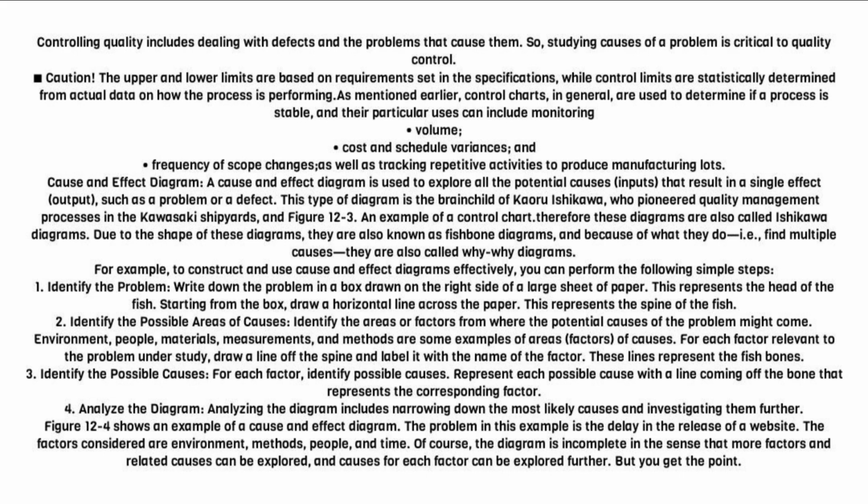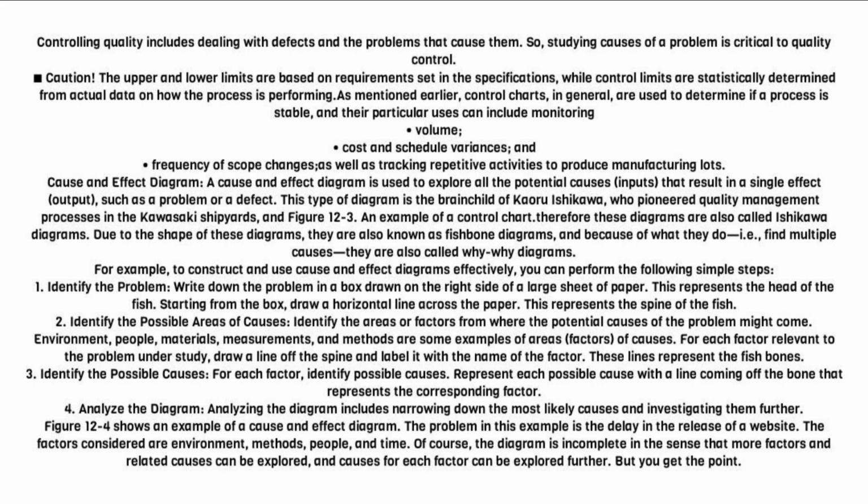produce manufacturing lots. Cause and effect diagram: a cause and effect diagram is used to explore all the potential causes, inputs, that result in a single effect, output, such as a problem or a defect. This type of diagram is the brainchild of Kaoru Ishikawa, who pioneered quality management processes in the Kawasaki shipyards. Therefore, these diagrams are also called Ishikawa diagrams. Due to the shape of these diagrams, they are also known as fishbone diagrams, and because of what they do, i.e., find multiple causes, they are also called YY diagrams.